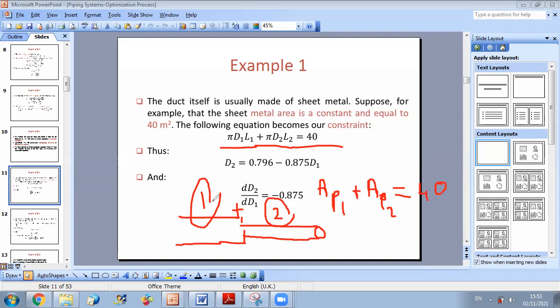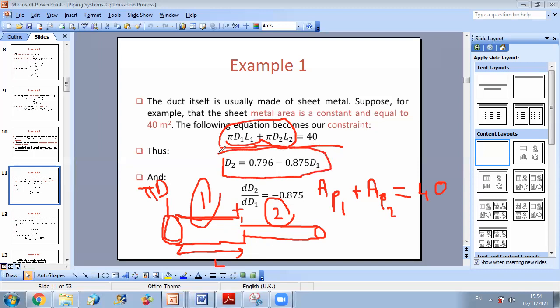Now how to calculate the area as a function of diameter? If I unroll the duct, the area equals the perimeter times the length. The perimeter is pi d and the length is L. So the total area for part 1 is pi d1 L1, and the total area for part 2 is pi d2 L2. The constraint is that the summation of both should be 40. So I cannot exceed this value.